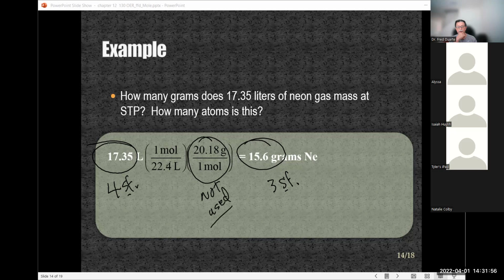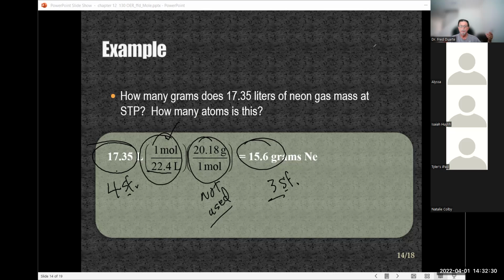Okay. But recall what I said about 22.4? Oh, it has the least amount of sig figs. Yeah, because it's a measurement. And so, yes, the 22.4 could be a factor in the calculations with respect to sig figs. And here's an example where it is. Because you start off with 4, but you end up with 3, because the 22.4 determines the accuracy of your final answer, okay? Because it is the least accurate number.